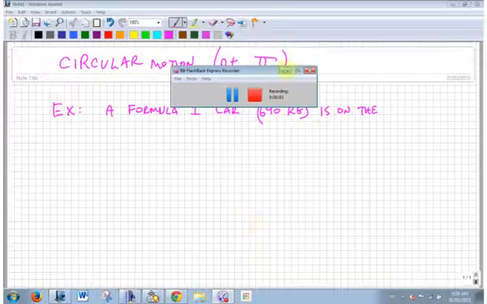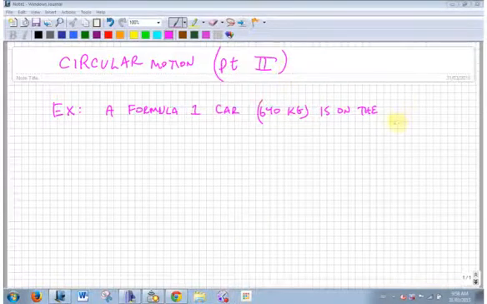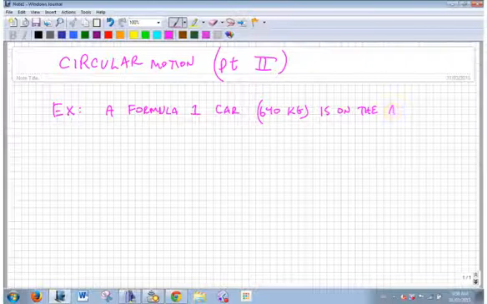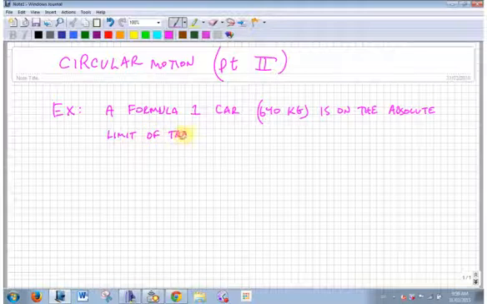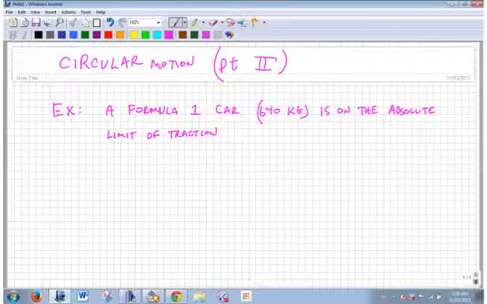Let me do this full stop, that'd be great. He is on the absolute limit of traction, and they do this every corner, all around, every lap for the whole race. And he with the best car wins, usually, because they're all really good drivers. You guys know how much these guys get paid to do this? Tens of millions of dollars.